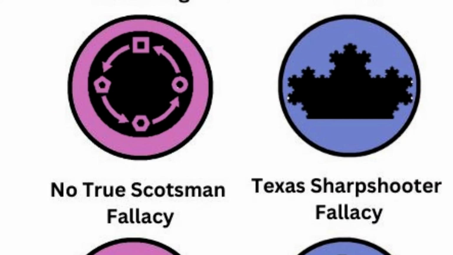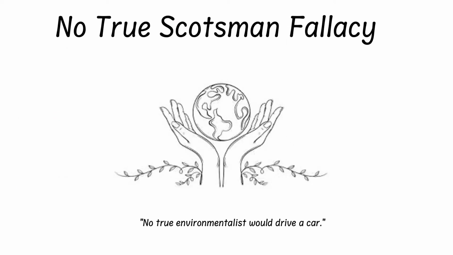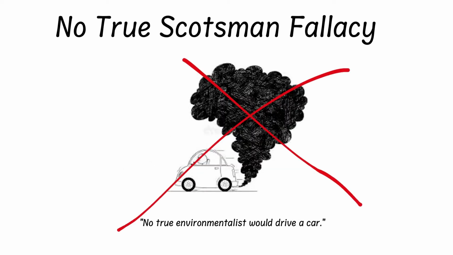No True Scotsman fallacy. The No True Scotsman fallacy excludes counterexamples by redefining criteria. When faced with a counterexample, the arguer changes the definition to exclude it, thus maintaining their original assertion.